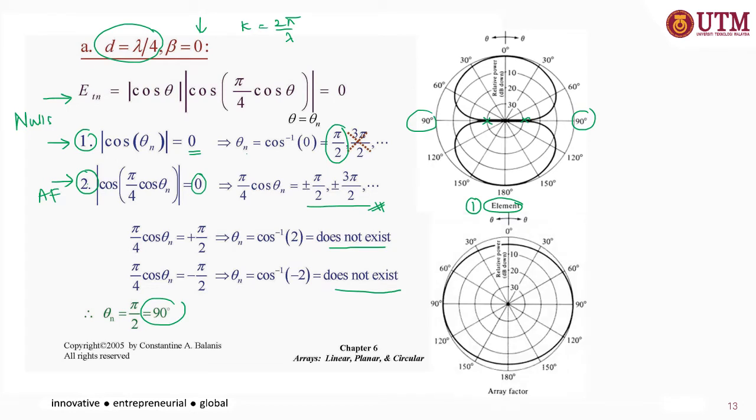Radiation pattern: how does the pattern look? The nulls don't exist, meaning it's maximum in all directions. Next, to get the total field radiated by this array, you multiply. Remember, E total is equal to E of a single element multiplied with the array factor. So you need to multiply the element pattern with the array factor plot.